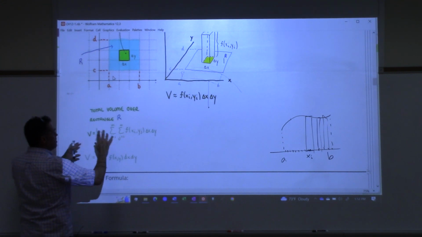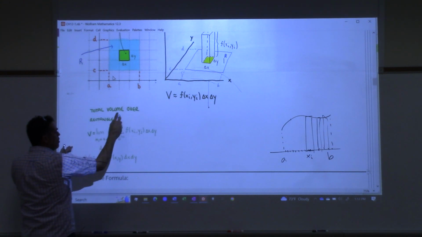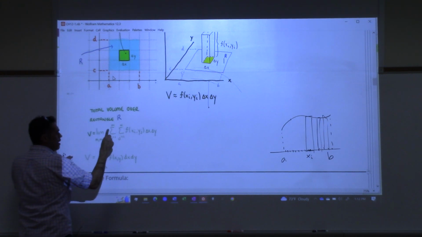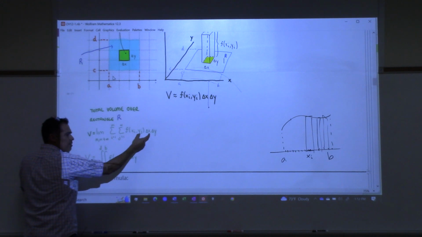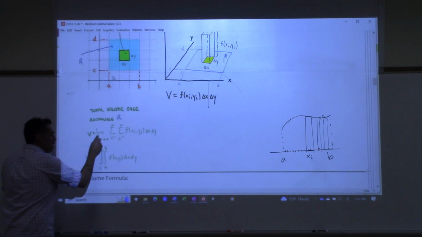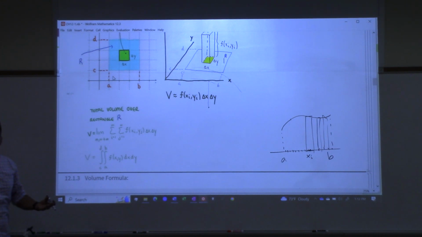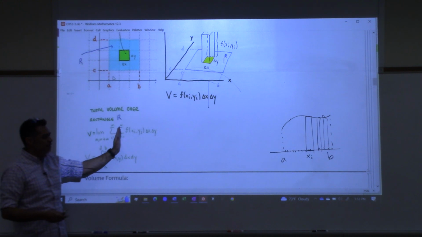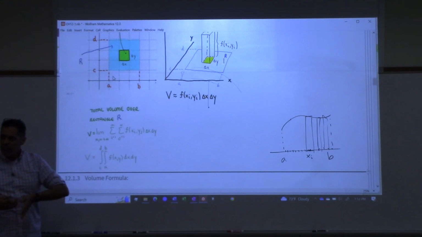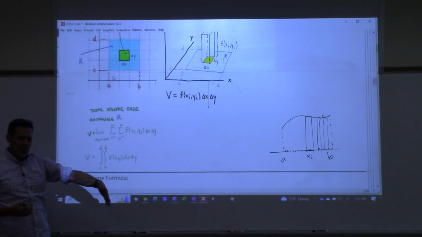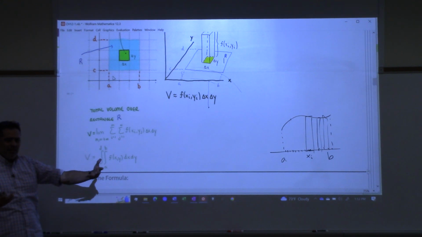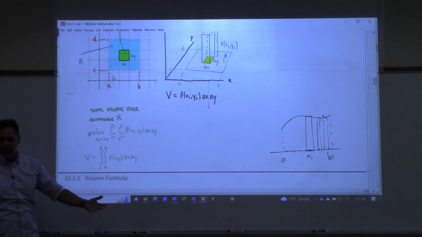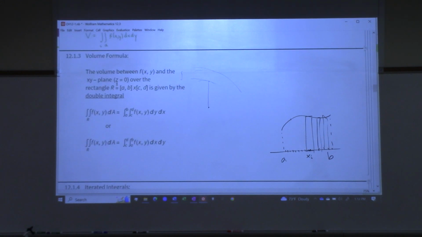In order to find the total volume over that rectangle R, we're going to require a double summation of those volumes of those boxes. And so if we take the limit, what we should expect then is to get a double integral, two integrals. The first integral to take care of the first summation, and the second integral to take care of the second summation. That make sense? Which is the idea of this section, double integral, right? Okay. Let's get to a formula.